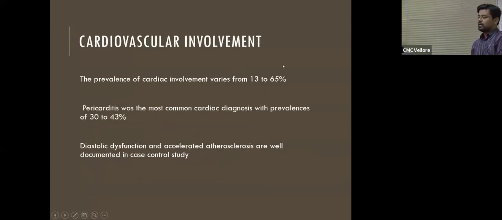Cardiovascular involvement is also described in 13 to 65% of patients, and pericarditis is the most common feature, as in other CTDs also. But diastolic dysfunction and accelerated atherosclerosis have also been described. So this disease as such increases CVD risk.